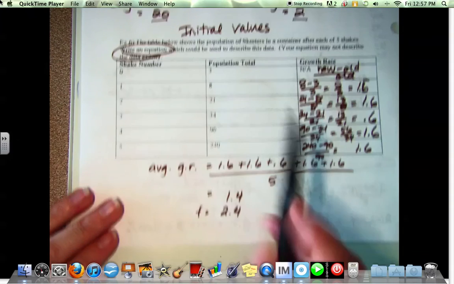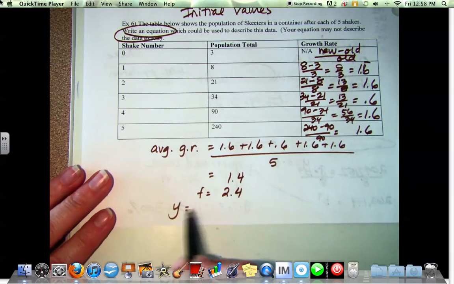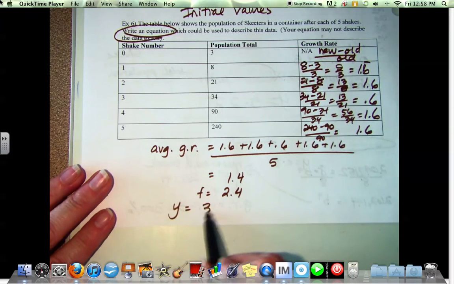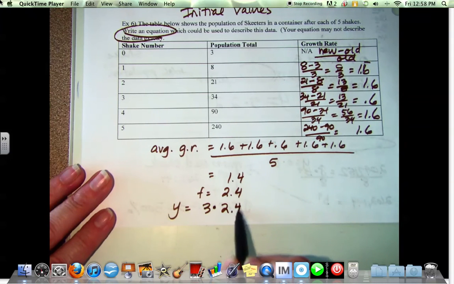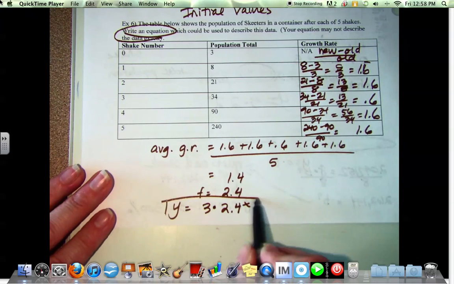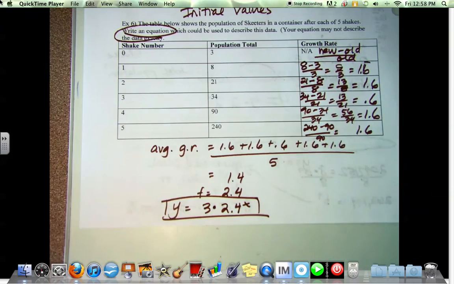So we need to write the equation. Y equals 3 times 2.4 to the x. There's your equation. Gosh, those notes took forever.